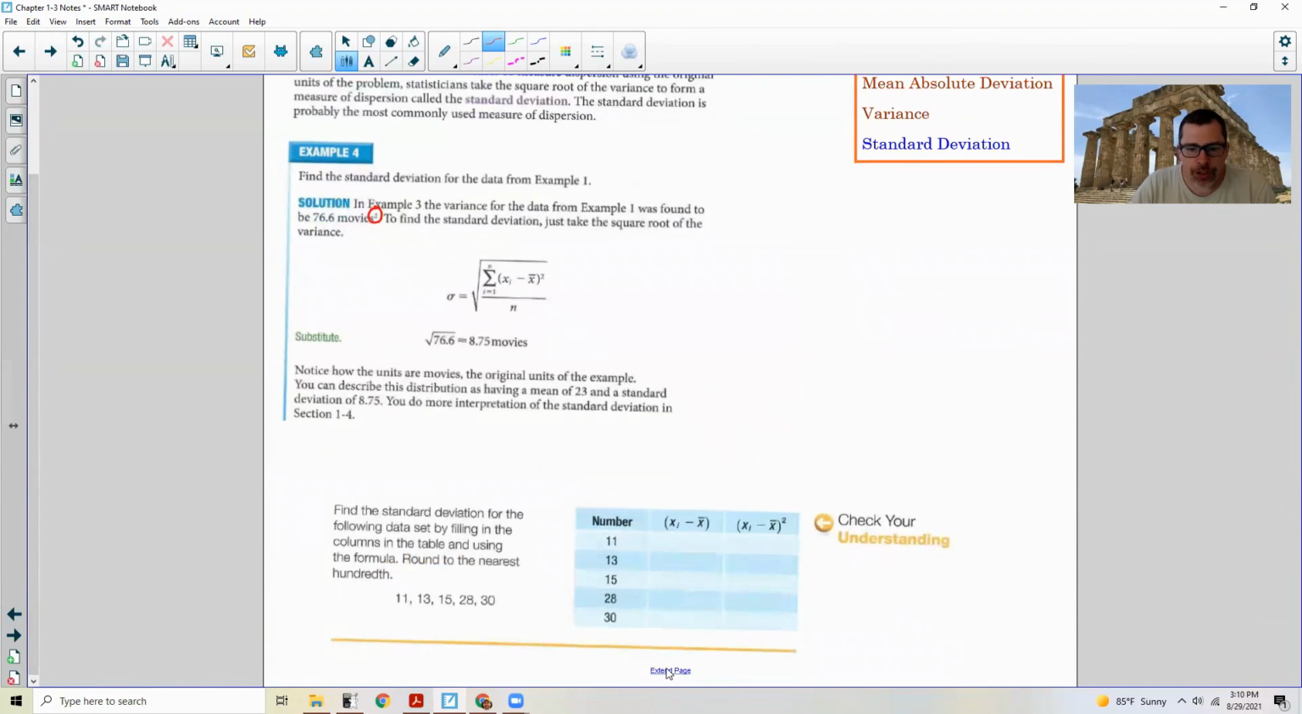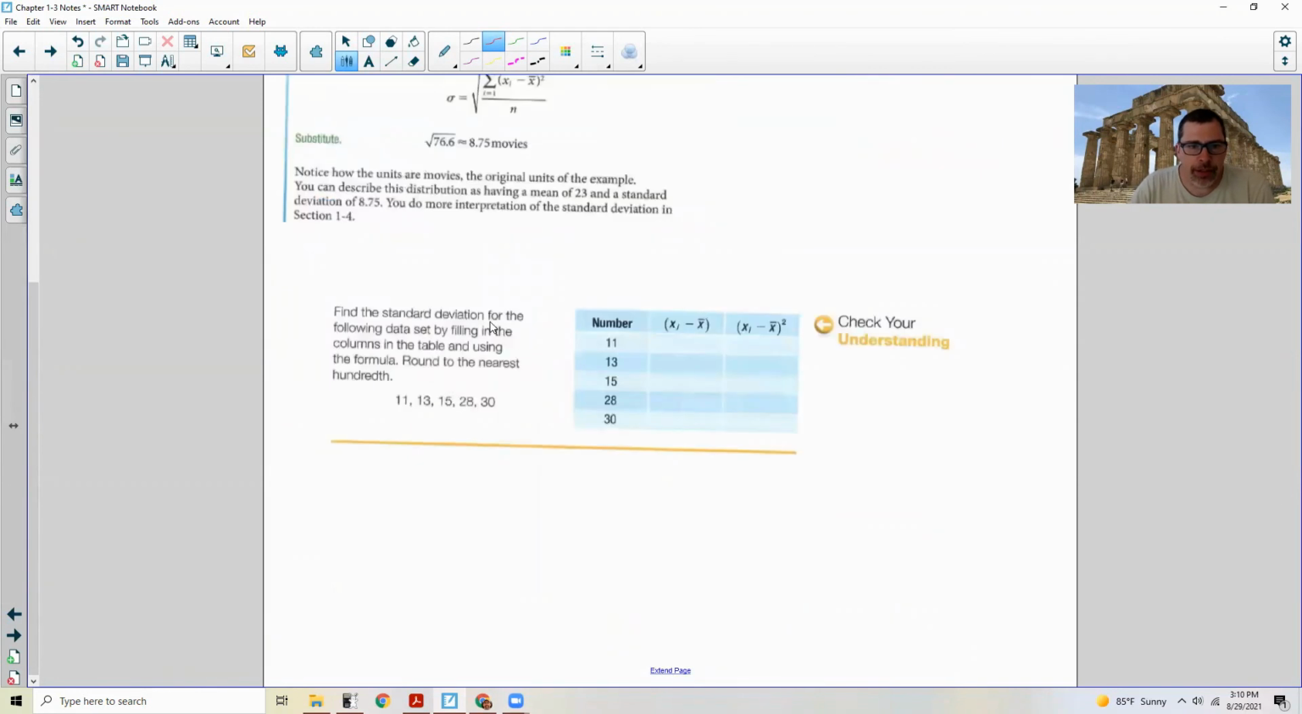Okay, so now we're going to check your understanding. It says find the standard deviation for the following data set by filling in the columns in the table and using the formula. Round to the nearest hundredth. Pause the video, see if you can find the standard deviation, and we'll come back in a moment and see how you did.